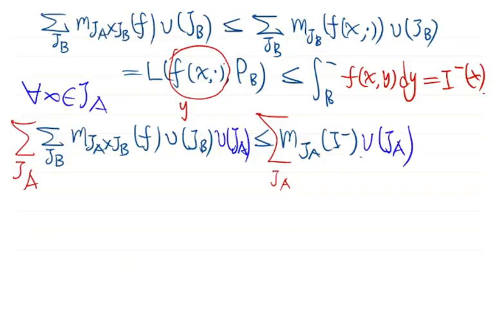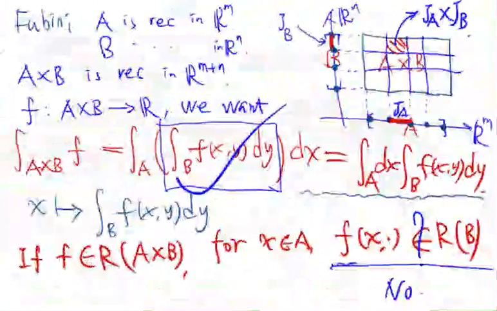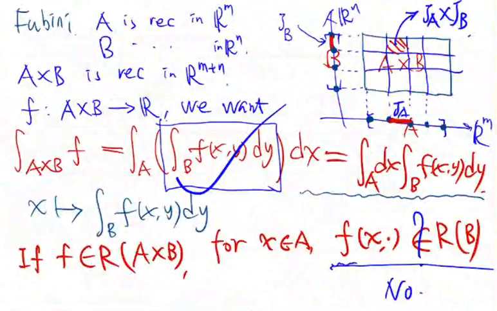What's this? Now, this is precisely the volume of J_A cross J_B. J_A cross J_B is a sub-rectangle in the partition of A cross B. Let's go back to this picture. J_A cross J_B is a rectangle of this form. And all the sub-rectangles of A cross B are of this form.